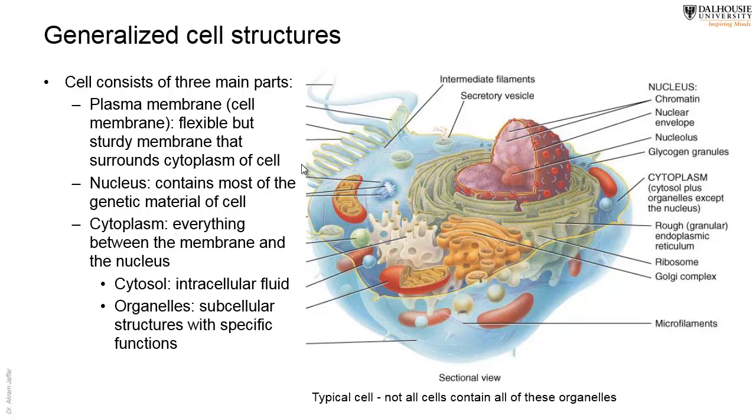The cell membrane is flexible, but it is a strong one. We will see how this happens. It surrounds the cytoplasm, and the cytoplasm can be divided into 2 parts. The fluid part of the cytoplasm is called the cytosol, and the organelles are smaller organs, subcellular structures. They do not constitute a living structure by themselves, because the smallest living structure is the cell.